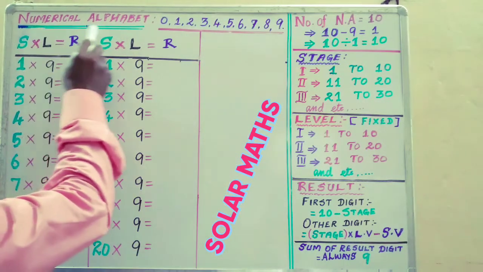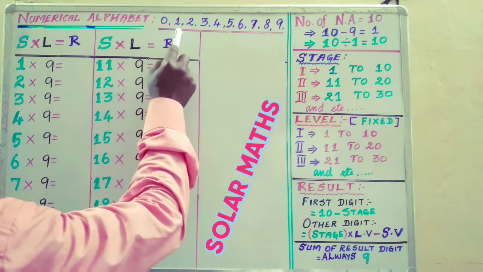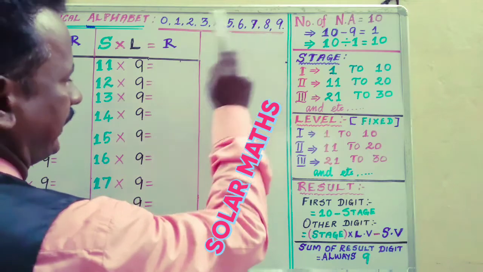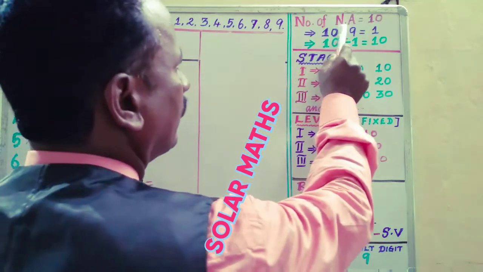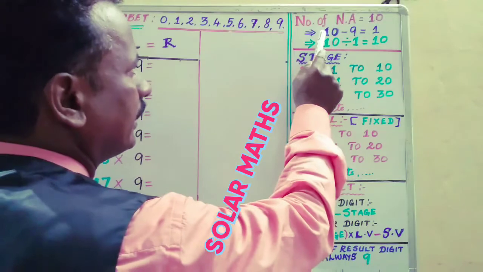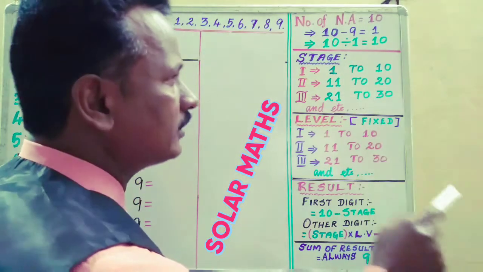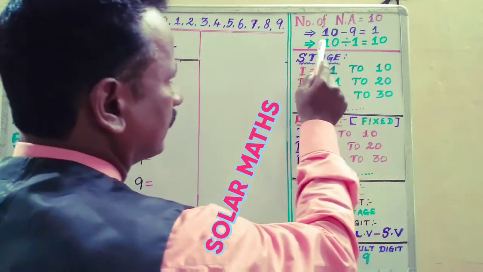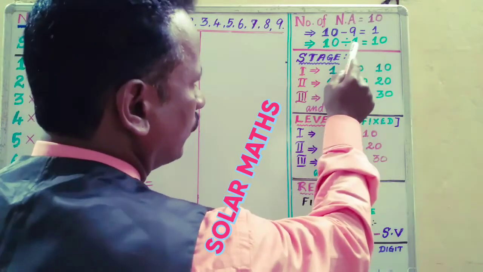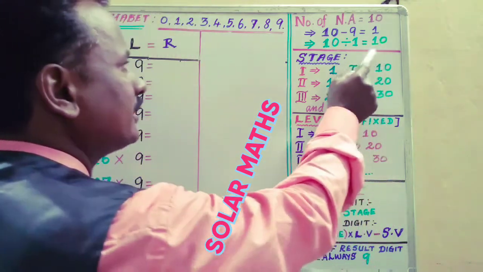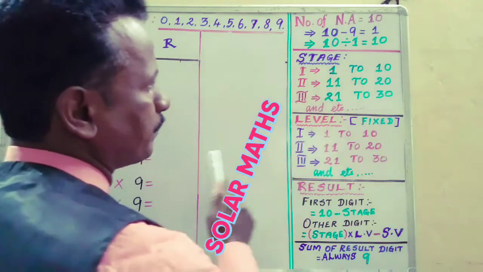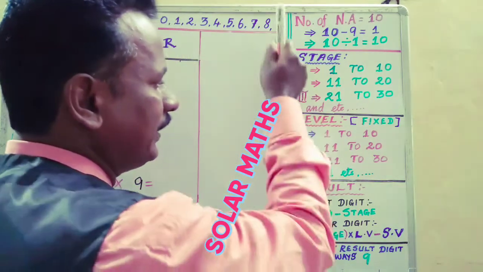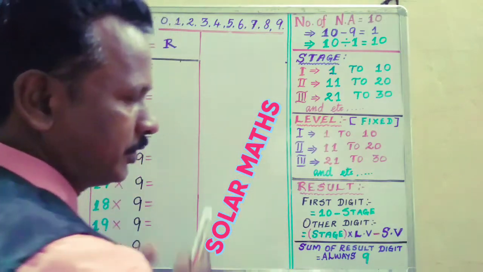Already we know that the numerical alphabet is 0, 1, 2, 3, 4, 5, 6, 7, 8 and 9. So the total number of numerical alphabet is 10, which implies now we are going to see the ninth table. So 10 minus 9 is equal to 1, which implies 10 divided by 1 is equal to 10. It is used for stage and level. The stage, level and result are the very important tips of this shortcut multiplication table.